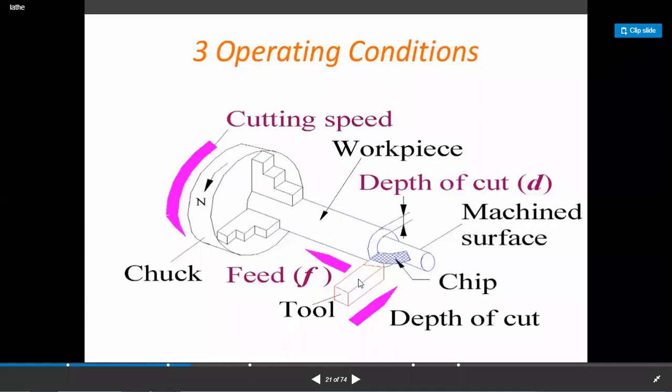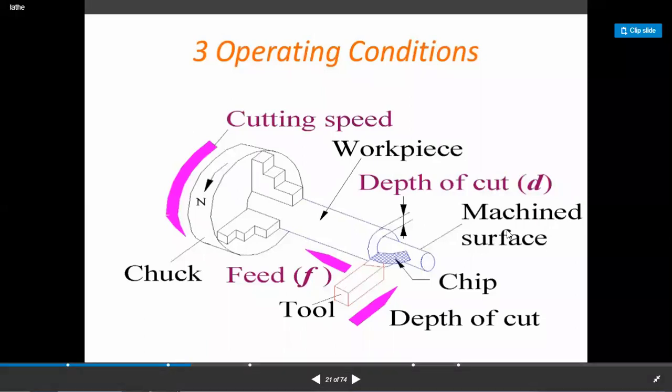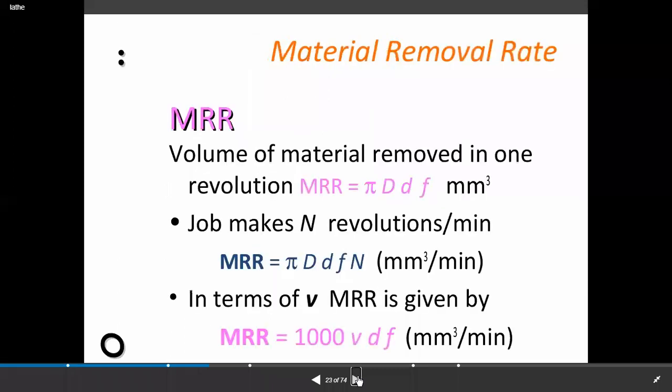This is the workpiece. And tool feed: tool feed can be given in two directions, either parallel to the workpiece, in this direction, or perpendicular to your workpiece during facing. So these are the two types of tool feed that can be given. So this is the simple operating condition for a lathe machine. Then these are the parameters while doing the machining.